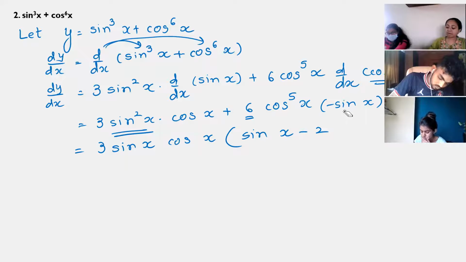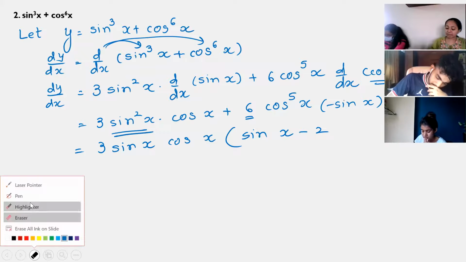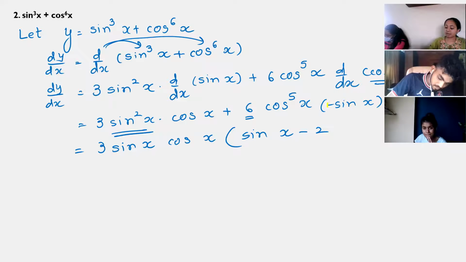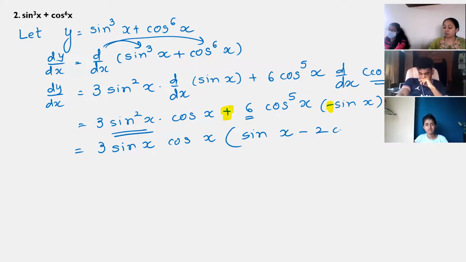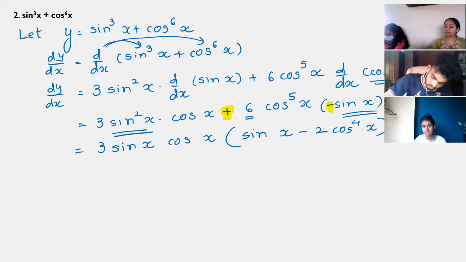First of all, plus would not be there. Minus will be there because of the sign: this minus is going to multiply with this plus and hence it becomes minus. 2 cos, one cos is out. 4 cos is there, one sine was there and that is out. That is how this is your answer.